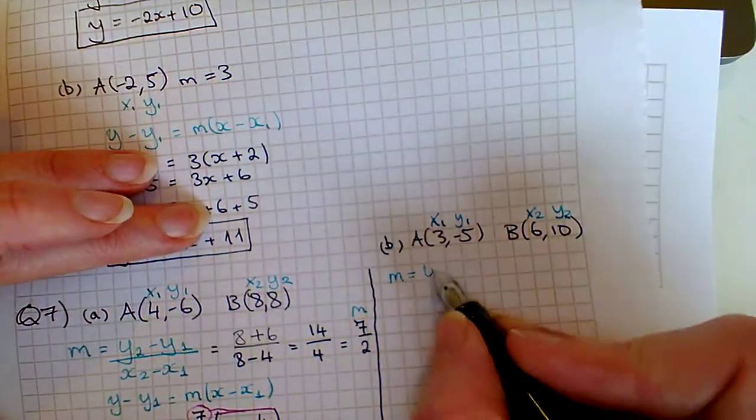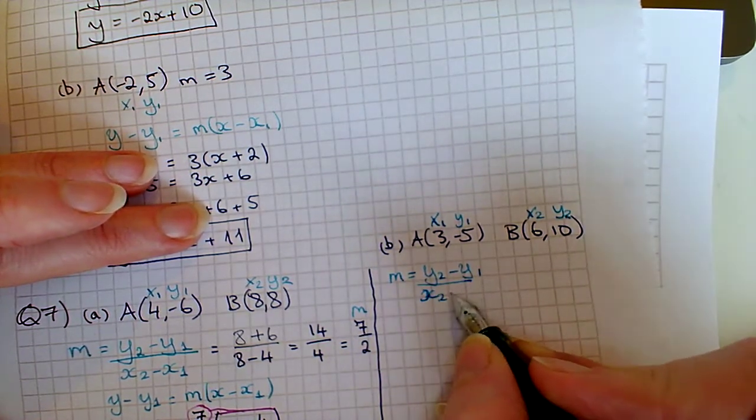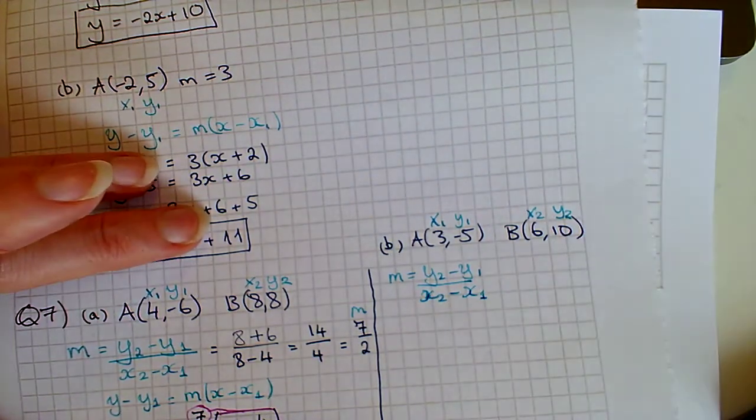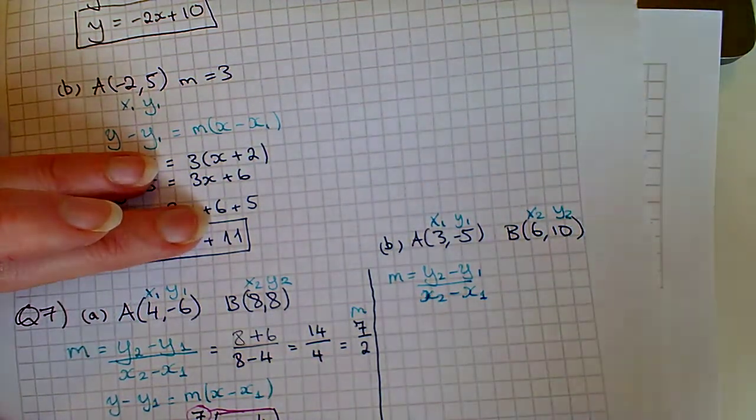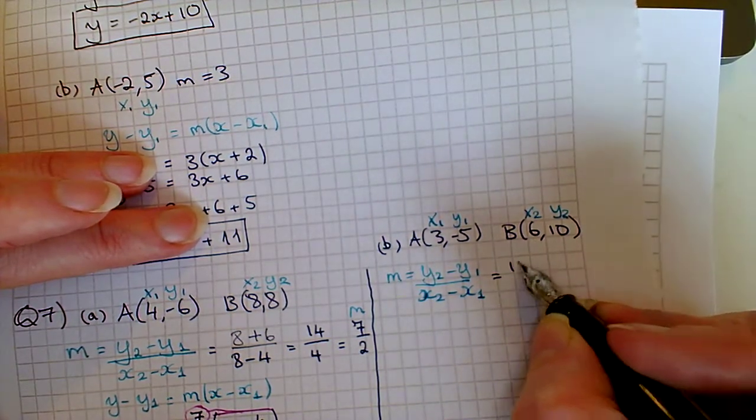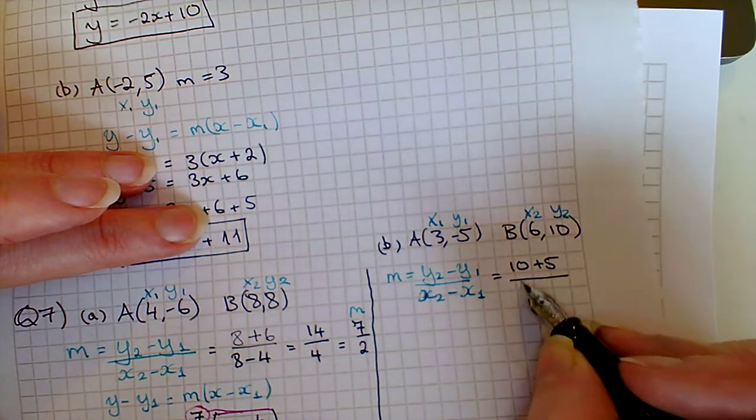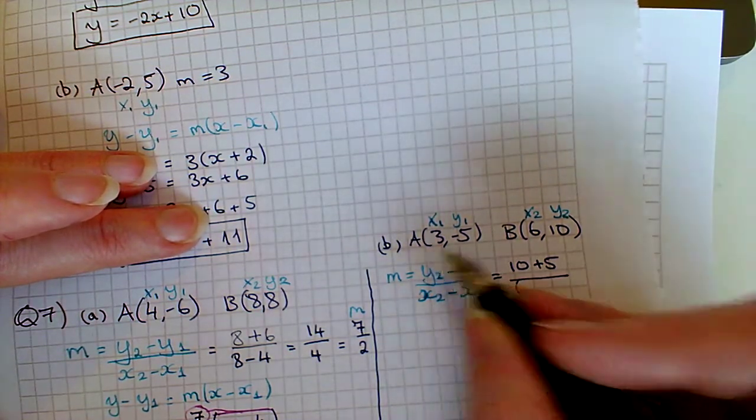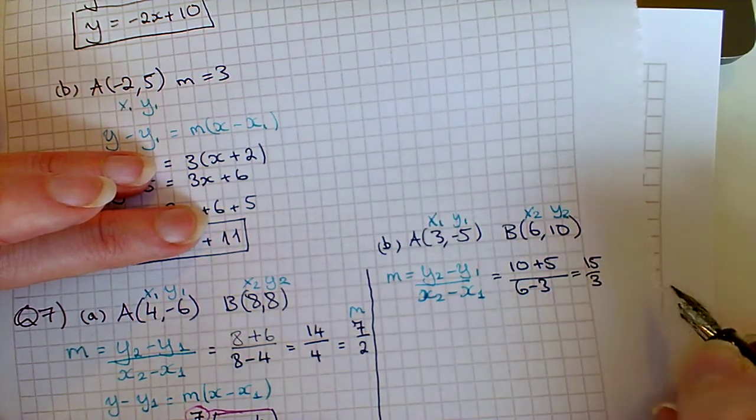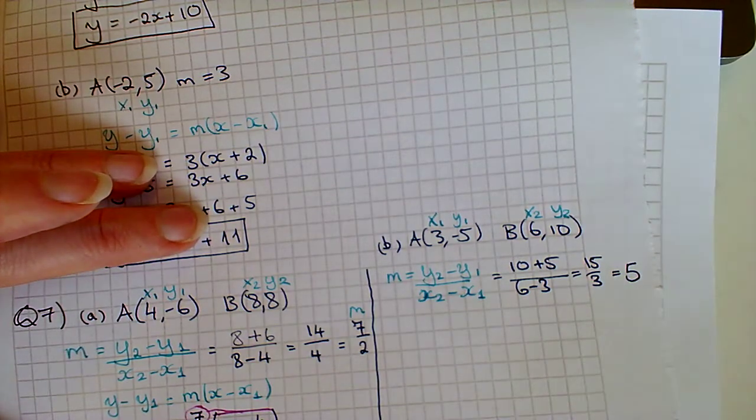As you're getting used to doing these, please write down the formula every single time that you use it. I'm aware that some of you will ignore me and not do it, but it really will be to your benefit if you do. So when I fill in, I've got 10 minus minus 5, plus 5, divided by 6 minus 3, which gives me 15 over 3, and that simplifies to 5. So this one will be easier, there won't be any fraction in the answer.